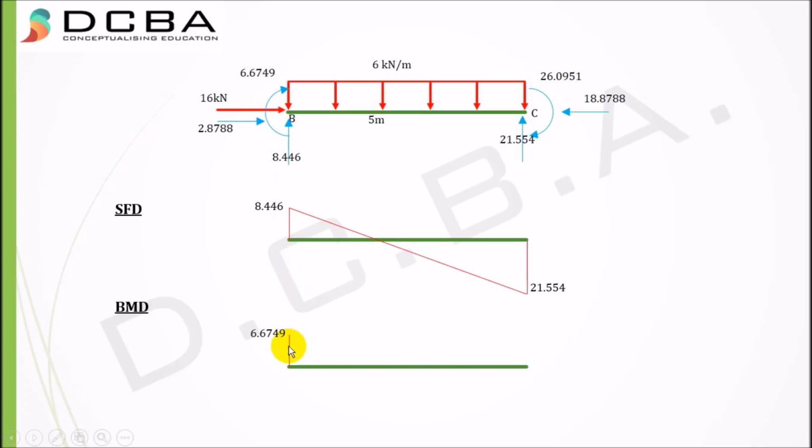6.6749 upwards, then 26.0951 here downwards, and you just need to join it parabolically. This is your BMD, but the maximum value is occurring here. So for that you'll have to find this distance using similar triangles. This distance is given as 1.40766 meters, right? And finding the moment at this distance, that is 8.446 into 1.40766 plus 6.6749 minus 6 into 1.40766 square by 2, I get this maximum value. So this is your BMD.